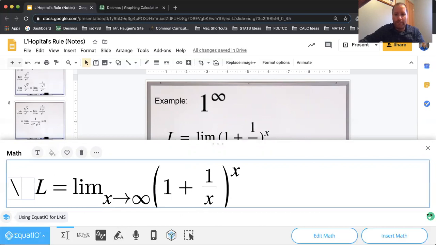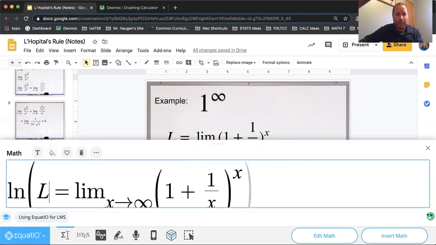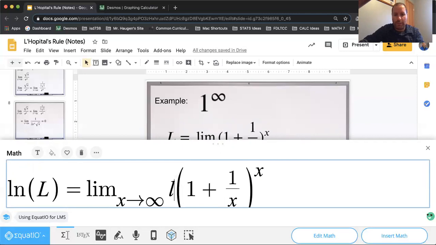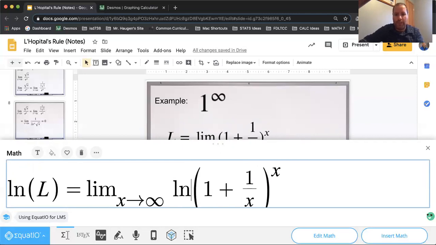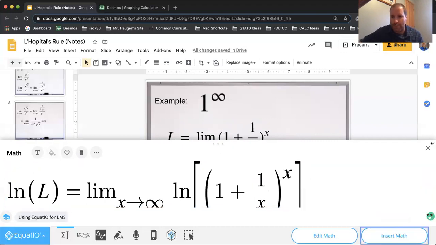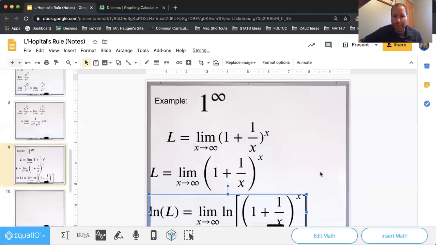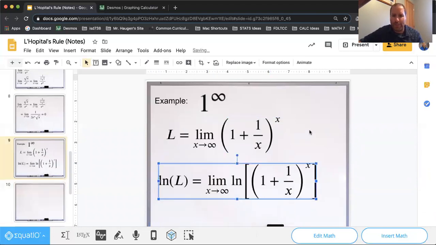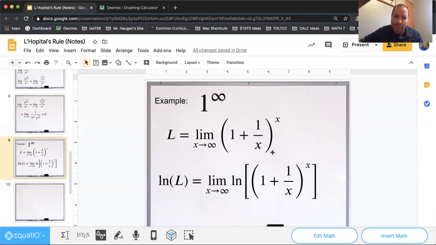So on this side, I would take the natural log of the L, and then we take the natural log of this, which is nice because we can always move a limit outside of the natural logarithm, right? So now we would do the natural log of all of this stuff. It looks a little bit funky, but that's our idea. We're going to take the natural log of both sides, and what that allows us to do is this exponent can now drop down in front.